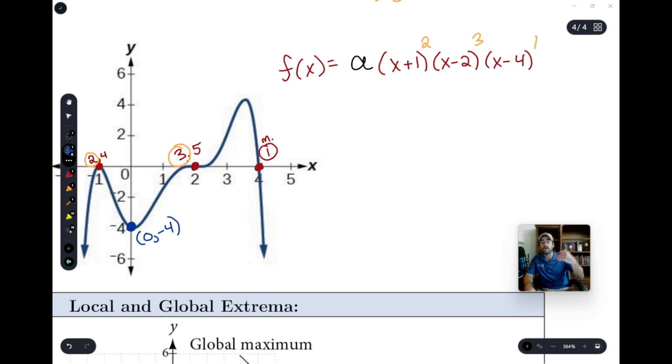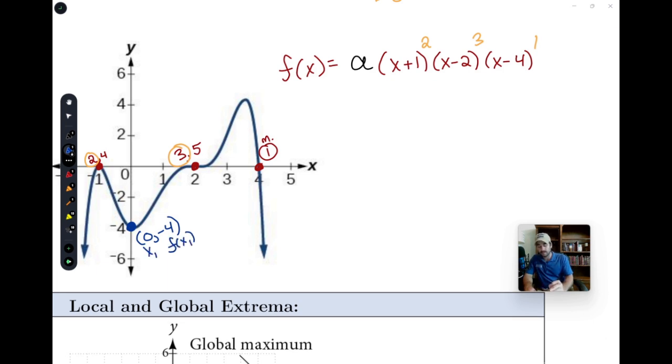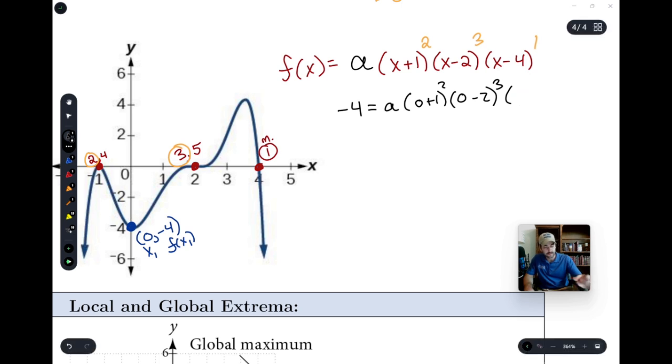So what we're going to do is plug in the x1 and the y1, or the x1 and the f of x1. Let's see if we can get a reasonable a value. So f of x is -4. That's the y value. Is equal to, leave a alone because that's what we're solving for. And then we're going to plug in 0 everywhere we see an x. Oh, I wrote x. I meant to write 0. So we've got -4 equals a.